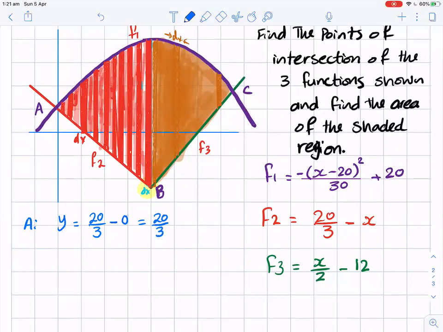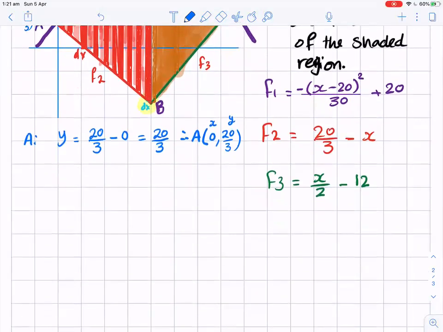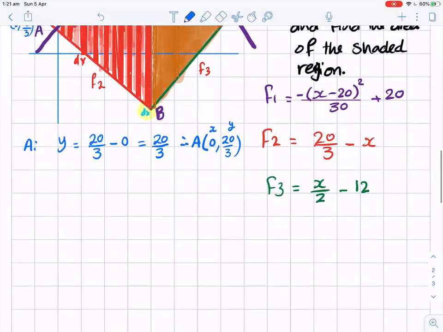Okay, so the coordinates for the intersection here are 0, that's the x, and 20 over 3, that's the y. So this is the y, and this is the x for the point A. Okay, so A here is 0 and 20 over 3.